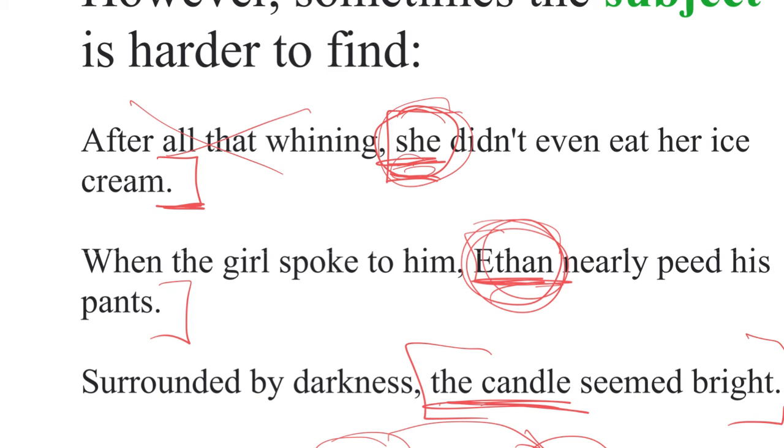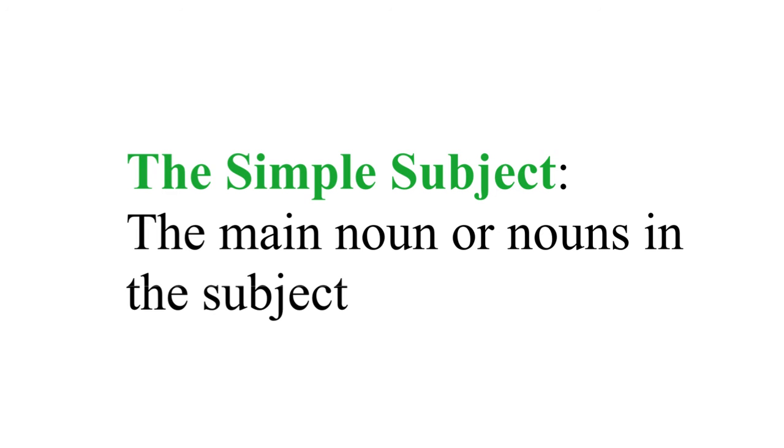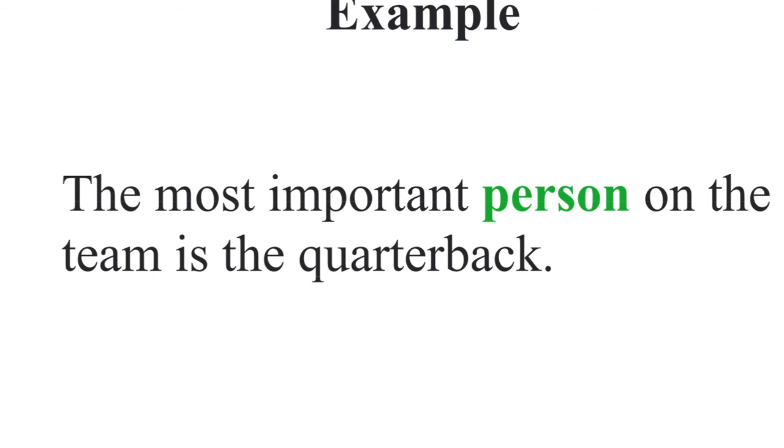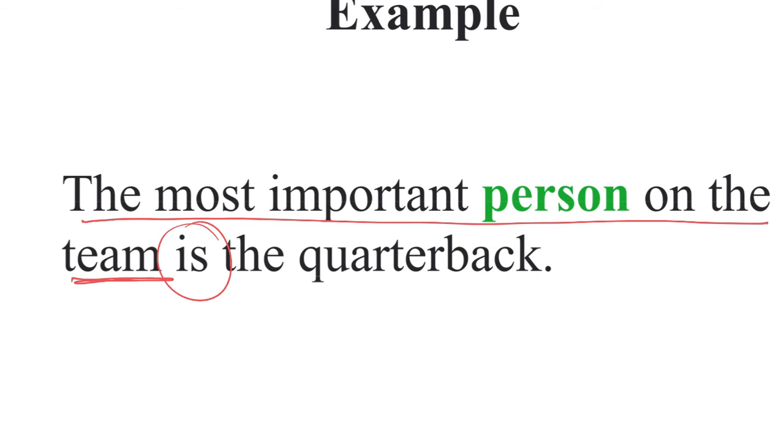So sometimes it's trickier. The simple subject is the main noun or nouns in the subject. So it's often just one word. If you could distill the subject down to just one word, what would it be? For instance, in this sentence, the most important person on the team is the quarterback. The full subject is actually this: the most important person on the team, because here's your verb, is the quarterback.